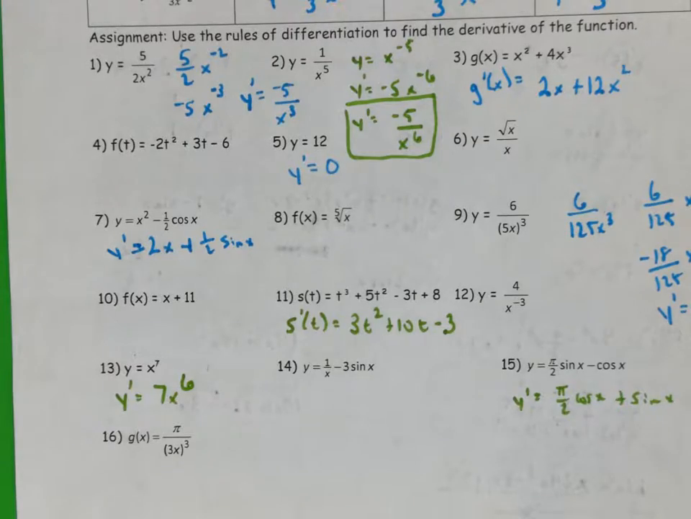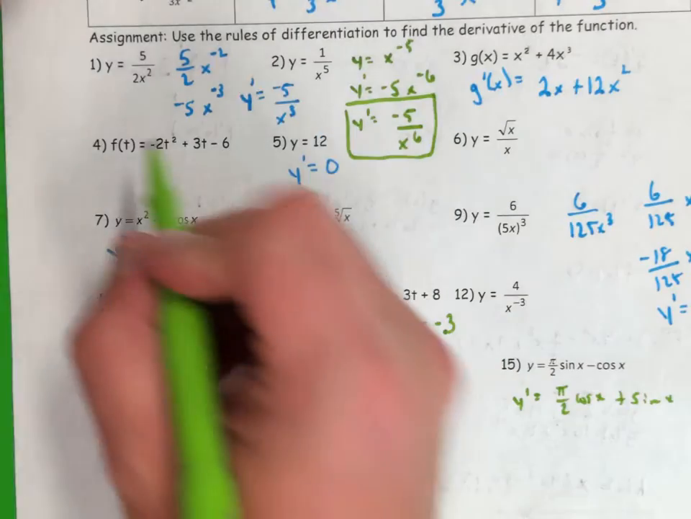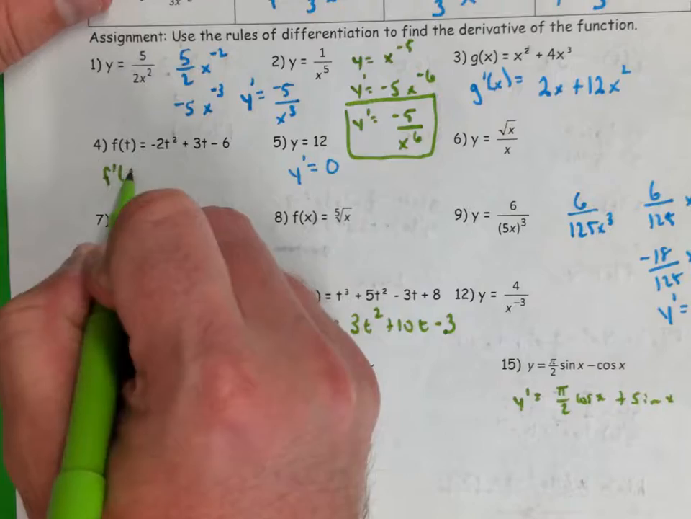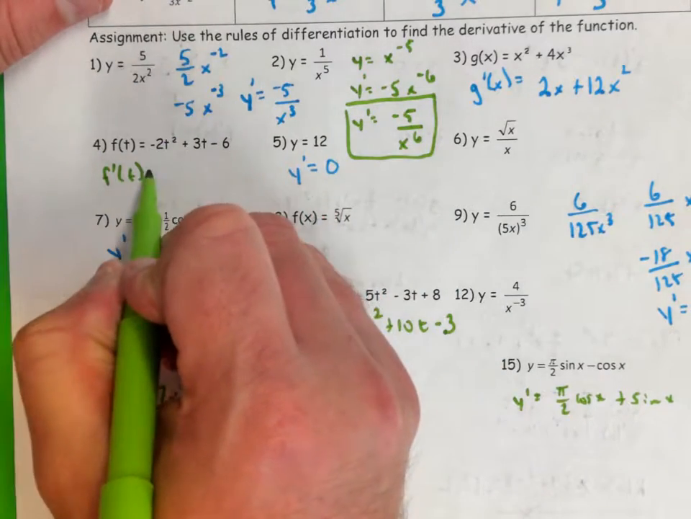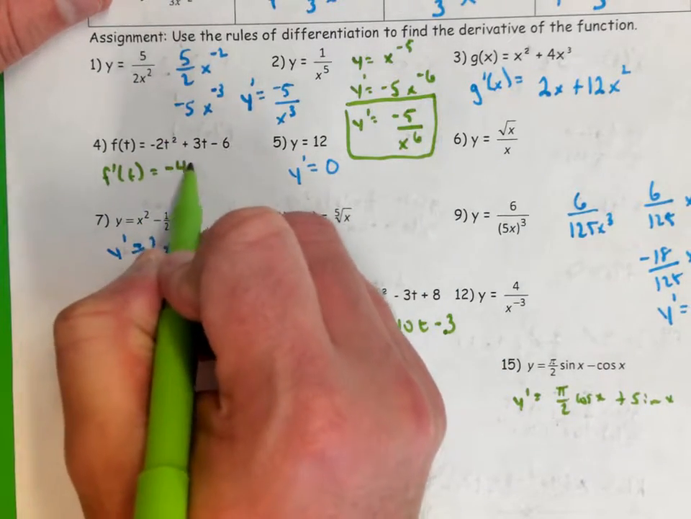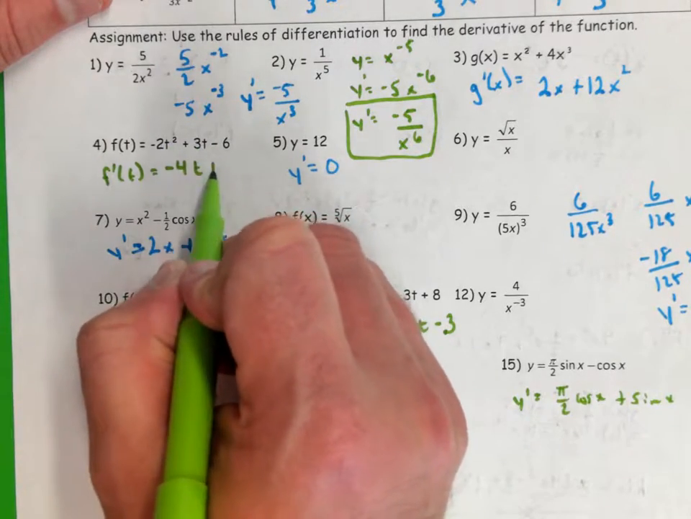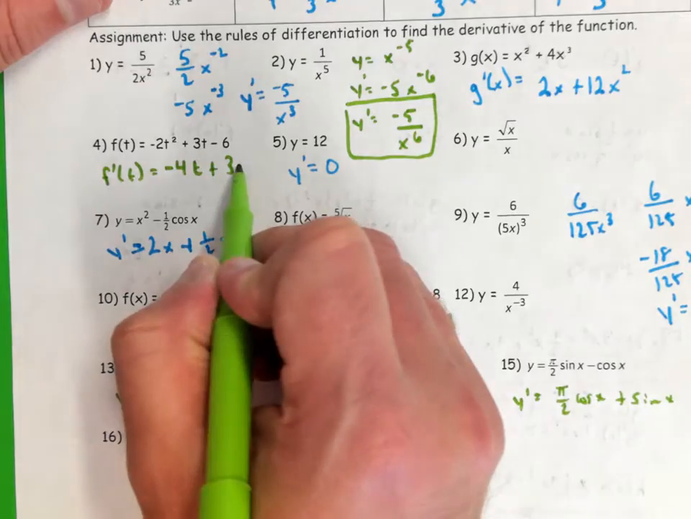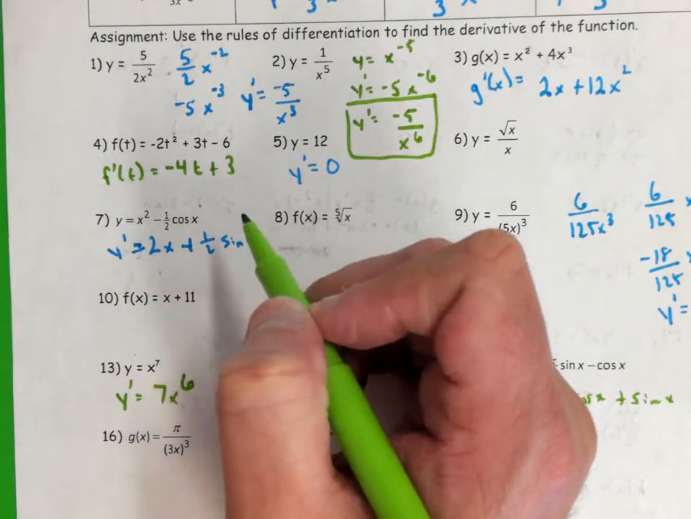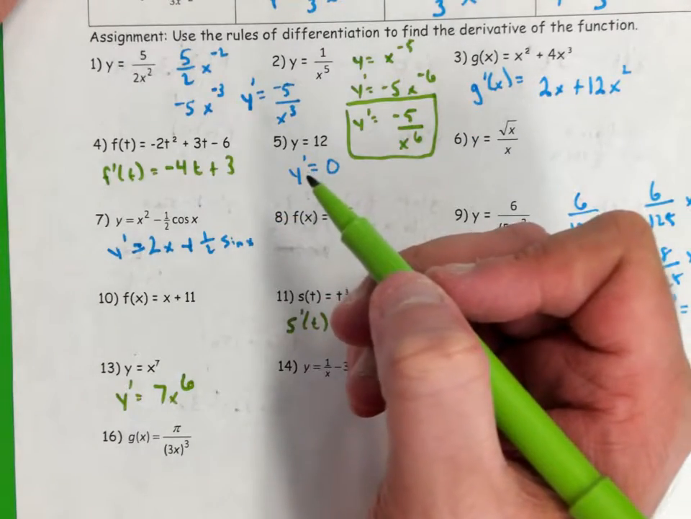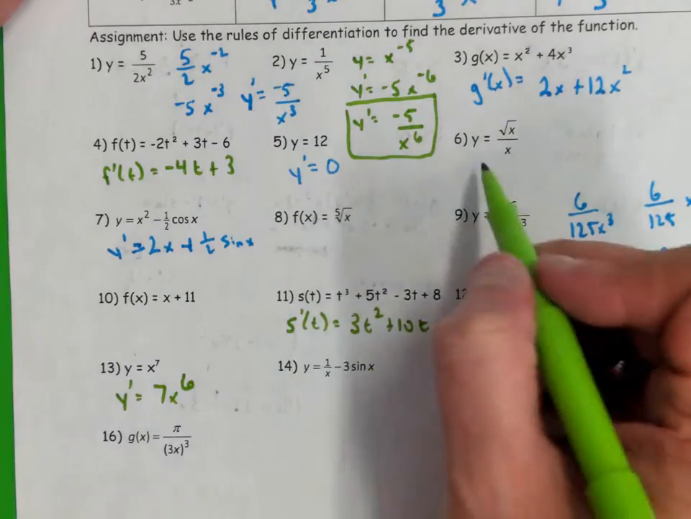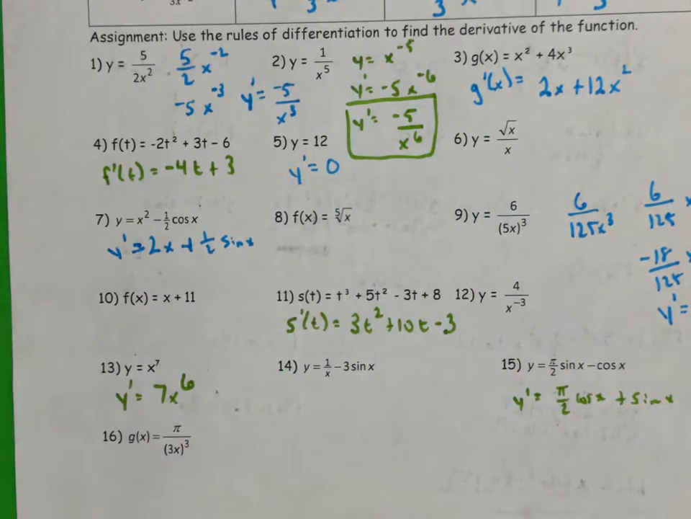Now number 4 is very easy. You probably can do that in 2 seconds. How many terms do we have here? 3. 2 times negative 2 is 2 minus 1 is 1 times 3 is 1 minus 1 is. Do I need to put that t there? No. And what's the derivative of negative 6? 0. Very good.